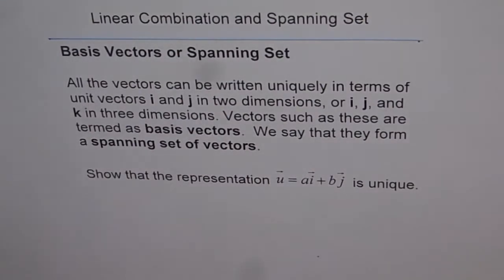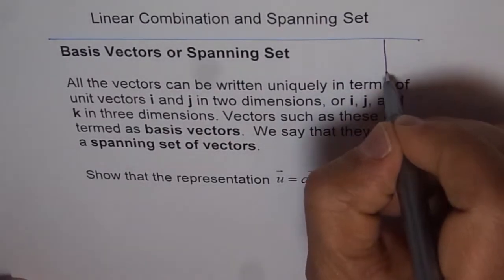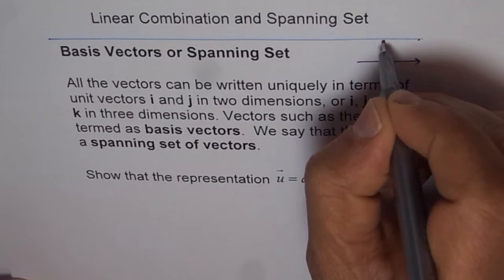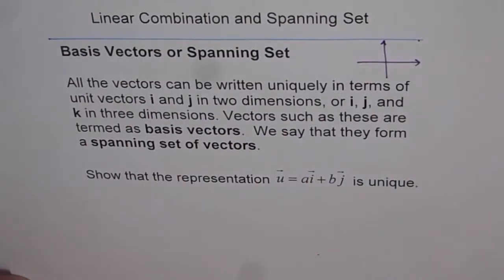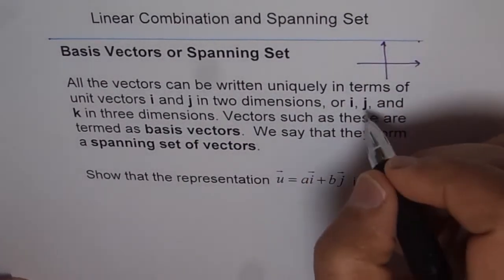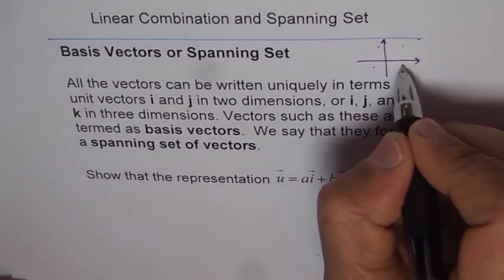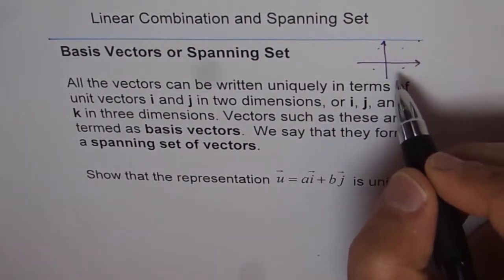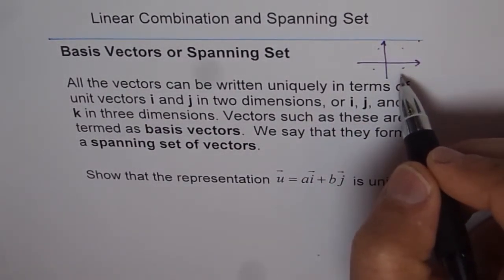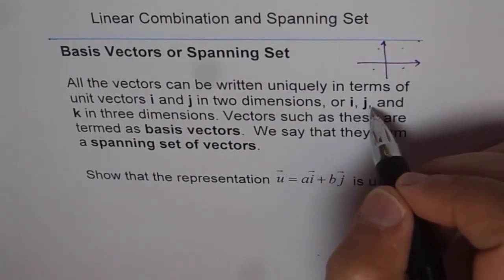So what we are trying to say here is that if we are doing 2D or R2, in that case i and j form a spanning set, meaning any vector in our coordinate plane can be represented or written as a linear combination of i and j vectors.